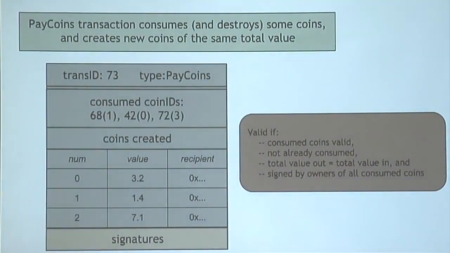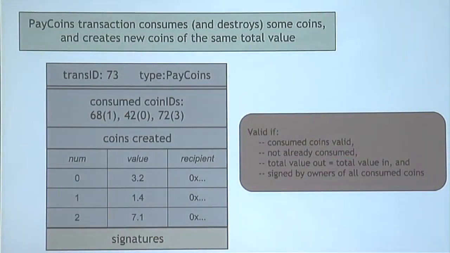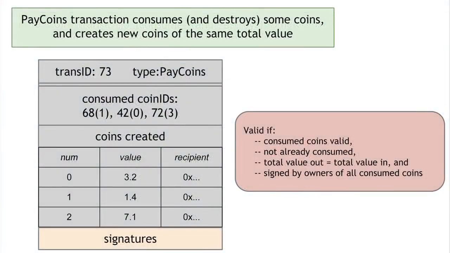The rules of Scrooge coin say that a pay coins transaction is valid if 4 things are true. First, if the consumed coins are valid, that is, they really were created in previous transactions. Second, that the consumed coins were not already consumed in some previous transaction. That is, that this is not a double spend. Third, that the total value of the coins that come out of this transaction is equal to the total value of the coins that went in. And finally, that the transaction is validly signed by the owners of all of the consumed coins. If all of those things are true, then this pay coins transaction is valid.